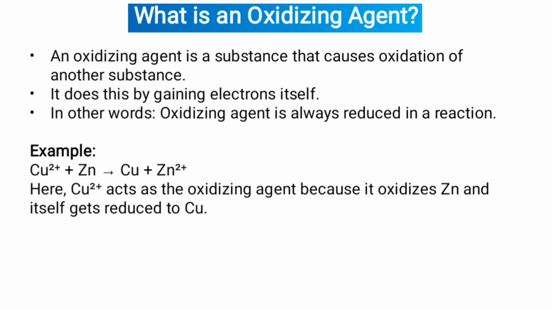Now, what is an oxidizing agent? My dear student, an oxidizing agent is a substance that causes oxidation of another substance. It does this by gaining electrons itself. In other words, an oxidizing agent is always reduced in a reaction. Example: copper ion plus zinc gives copper plus zinc ion. Here, copper ion acts as the oxidizing agent because it oxidizes zinc and itself gets reduced to copper.